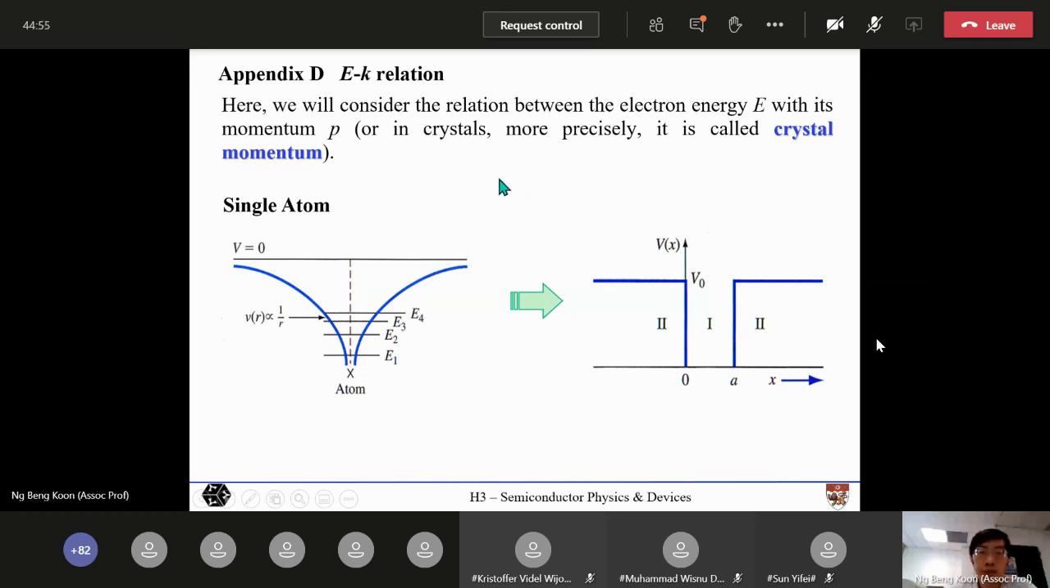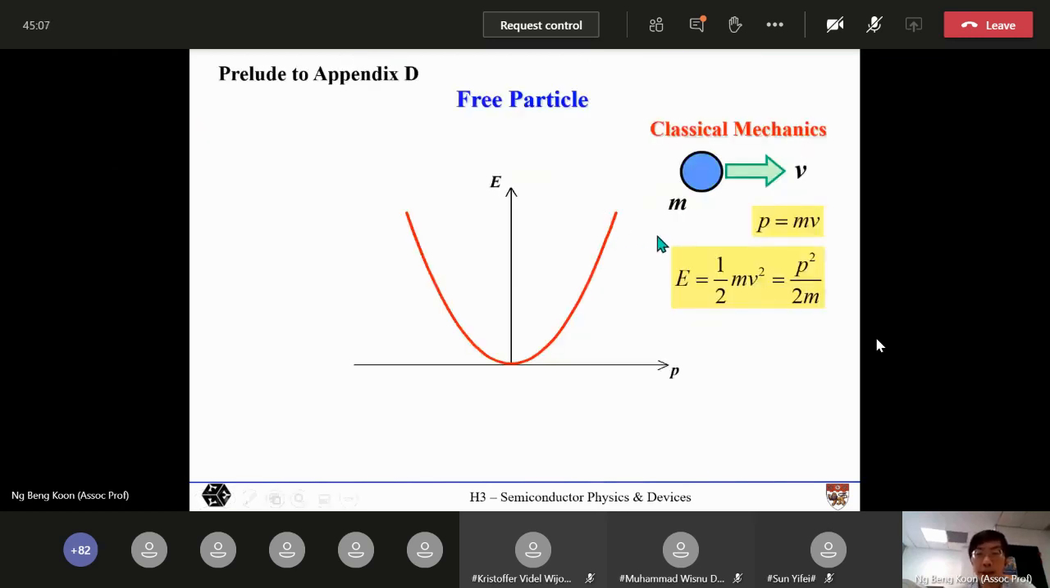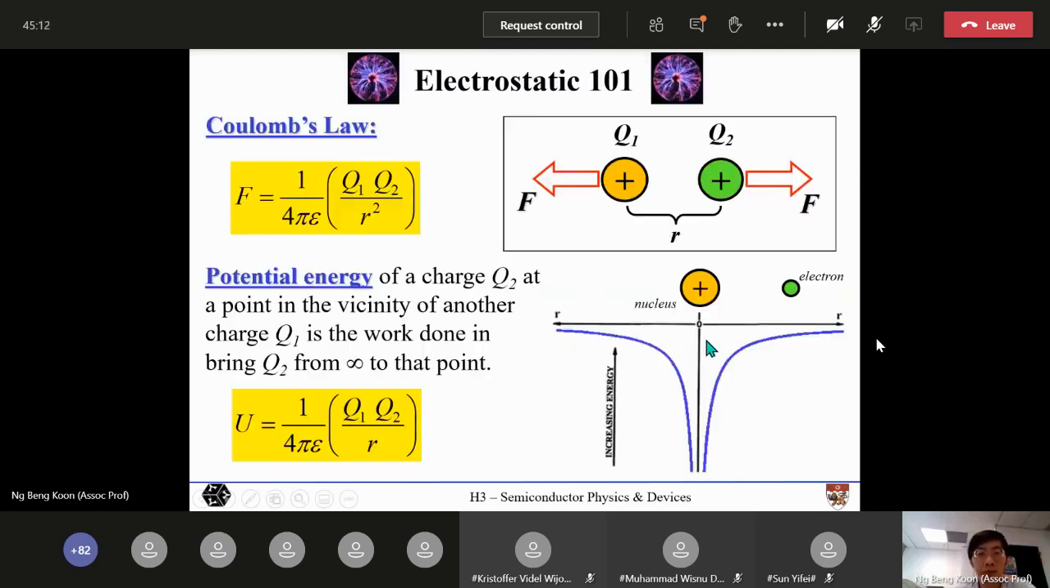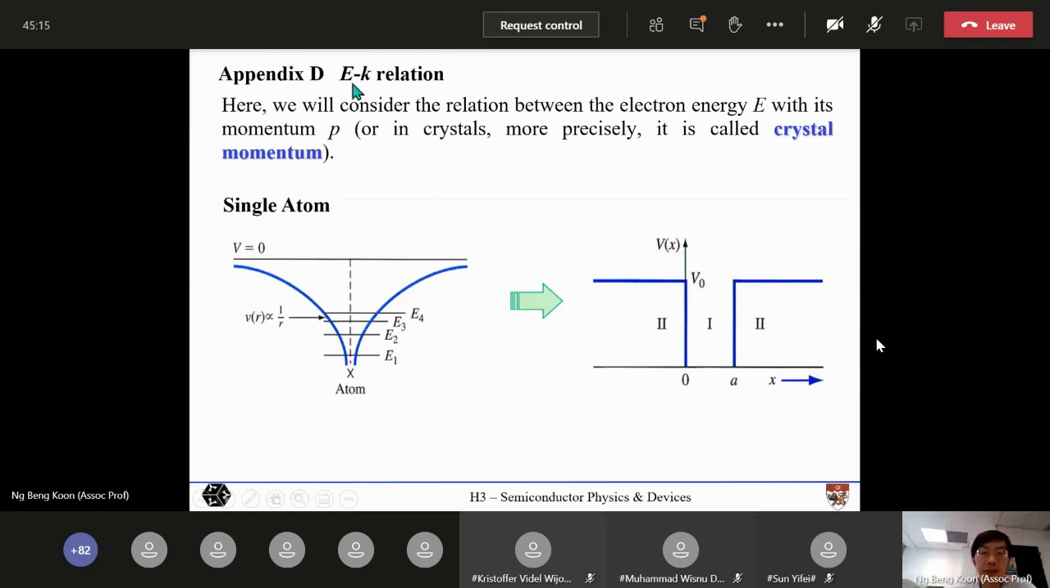So this is essentially called the E-k relation in the case of a semiconductor. We're interested to know what the E-k relation of an electron in a semiconductor is, very similar to that of the free particle. Think of E against P, energy against momentum. In a semiconductor context, energy against momentum is the E-k. K is related to momentum in quantum mechanics; it is like a momentum quantity. So in a semiconductor, we're interested to know what this relation is.